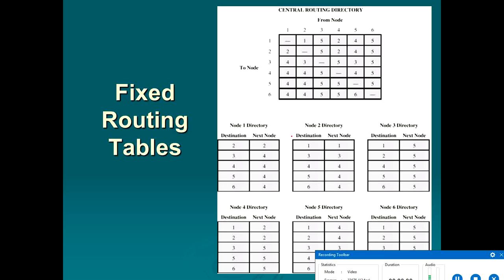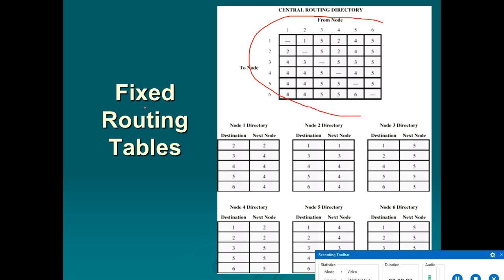So what happens is, this actually suggests how the fixed routing is implemented. So central routing matrix, we have a central routing directory which is created, which is stored at the network control center, and each source and destination pair also has its own directory. So each node has its own directory, and there is a central directory which is stored at the central station.